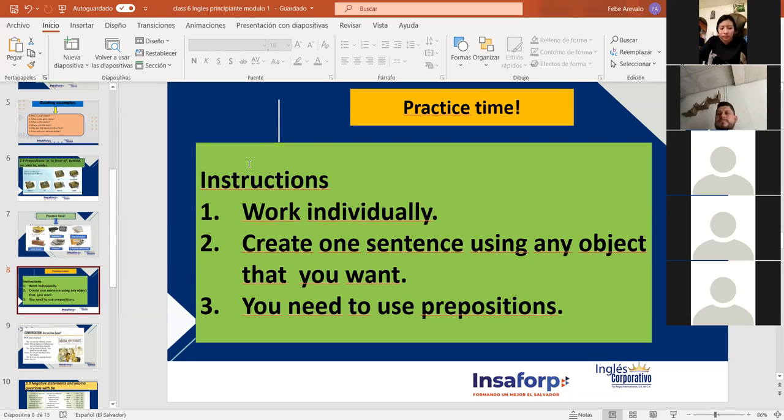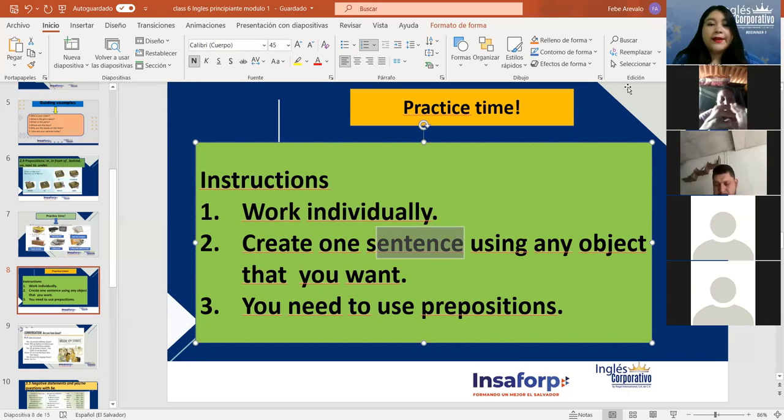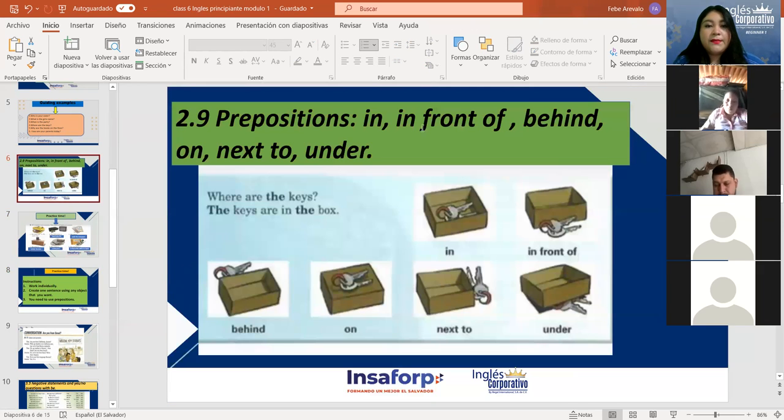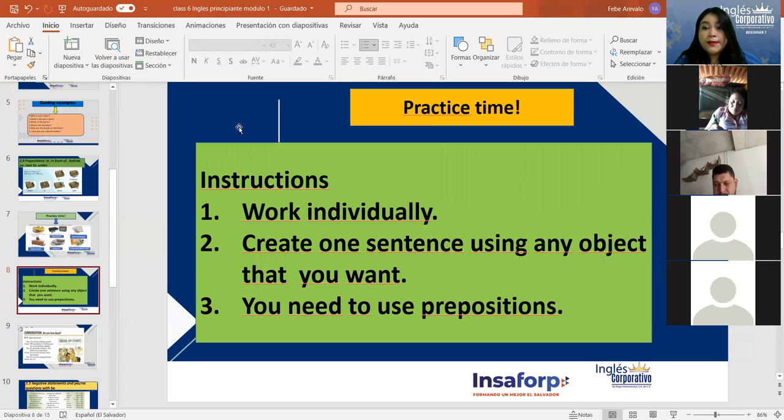Pero, ¿qué más tenemos? Instructions. René, Girón, por favor, ¿puede leer las instructions? Work individually. Create one sentence using any object that you want. You need to use preposition. Excellent, thank you, all right. So, vamos a crear una sentence. Ya saben ustedes que en sentence es oración o un fact, algo que es realidad, right? The sentence utilizando any object that you want, pero utilizando prepositions, right? Remember prepositions. Okay, let's work on that, please.